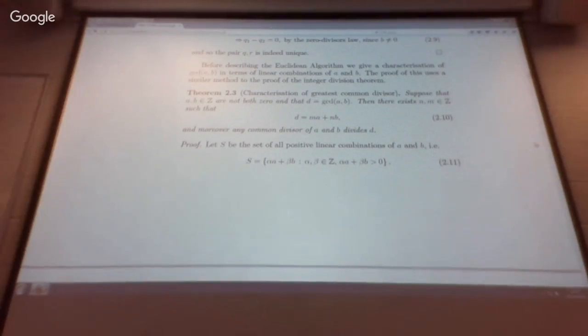So what was one of the examples we looked at? We looked at, what was it, 15? I can't remember it now. Yeah, 15 was the GCD of 75 and 45. Wasn't that the one we looked at? So this theorem is saying it should be possible to write 15 as something times 75 plus something times 45.